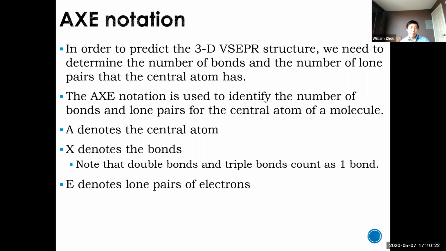Okay, so for bonds, for X, if you have a double or triple bond, we count this as one bond. The reason for that is a double or triple bond will have the same effect as a single bond. They repel. So we just care about the number of atoms bonded to the central atom, and X denotes the bonds to that atom.